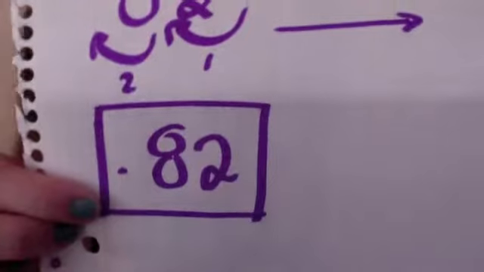Percentages and decimals. To change a percent to a decimal, take away the percent sign and move the decimal over 2 places to the left. To change a decimal to a percent, move the decimal over 2 places to the right and add the percent sign.